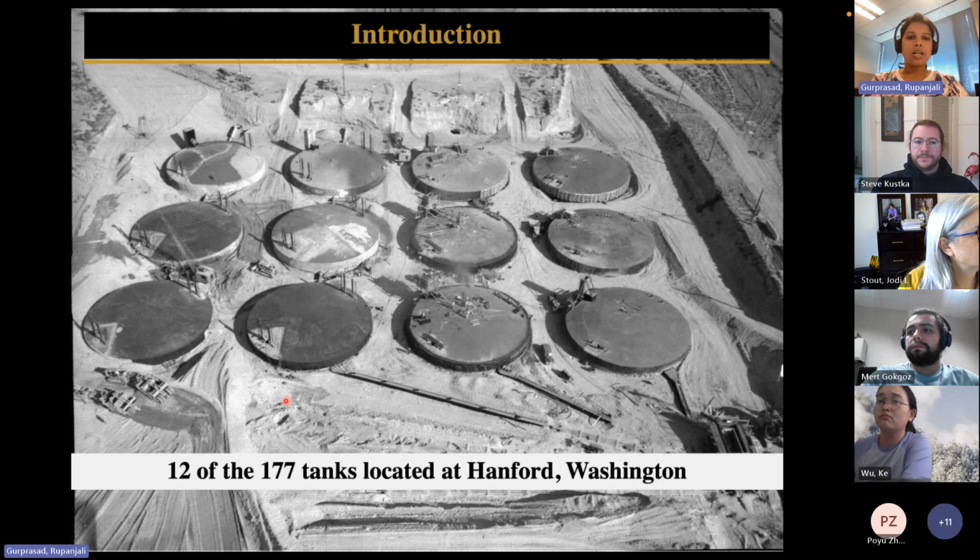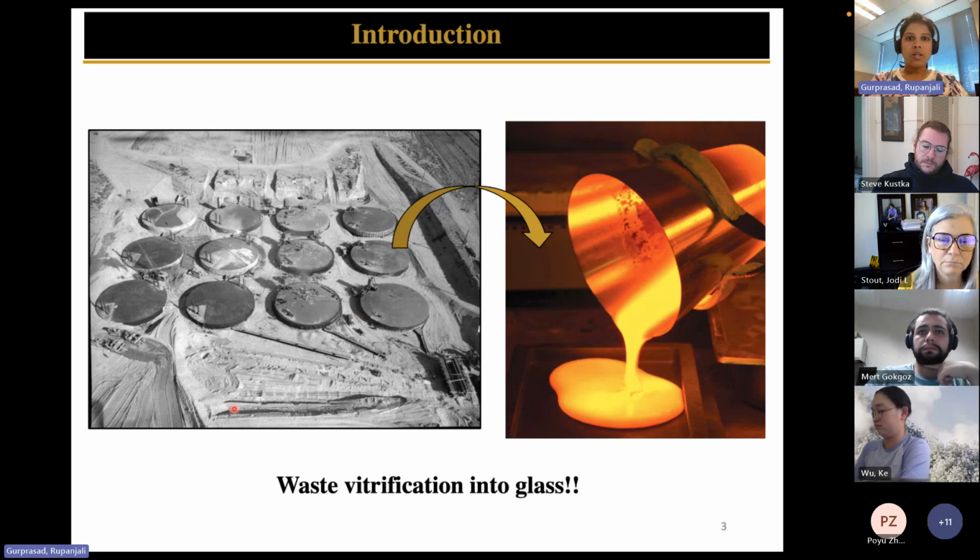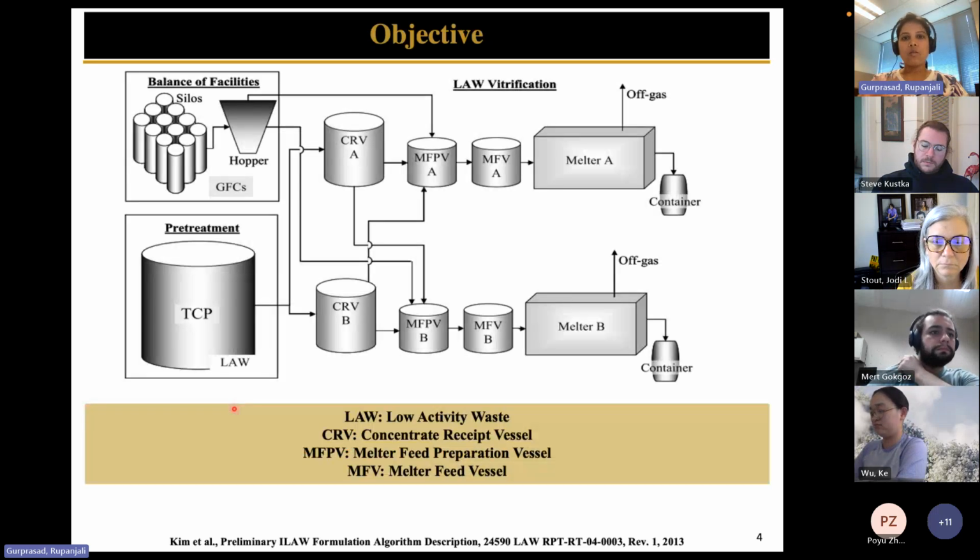To address this challenge, what DOE is doing is they are trying to convert all of this nuclear waste, and they're trying to vitrify it into glass as a long-term storage solution. So let's look at how the overall process looks. Here is a flow sheet depicting what the vitrification process actually looks like.